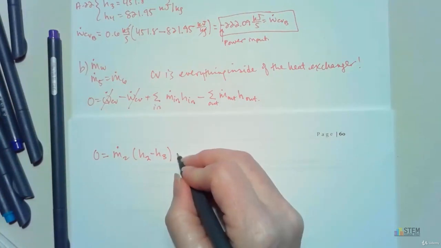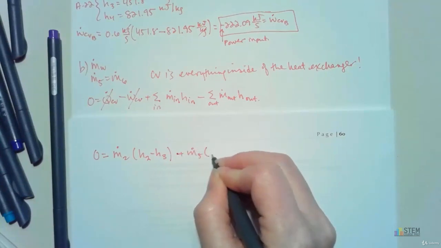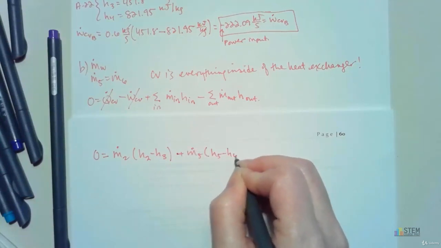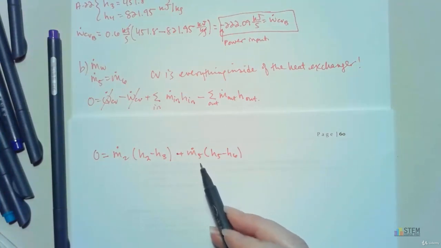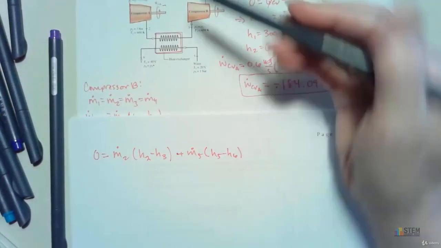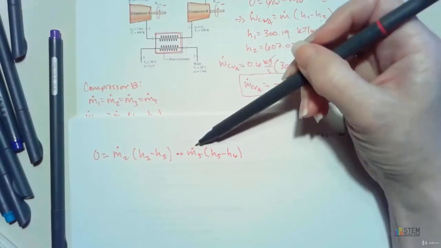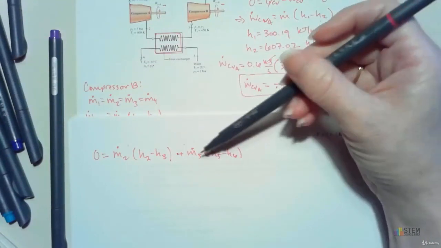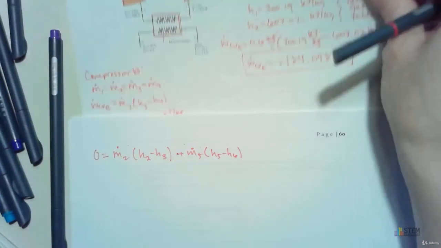Next, we're going to have plus M5 dot times H5 minus H6. And same thing here. Remember, down here for the heat exchanger, M5 dot is going to equal M6 dot. So let's just use one of those. Okay, so we'll just use M5 dot and then put the difference with the enthalpy.